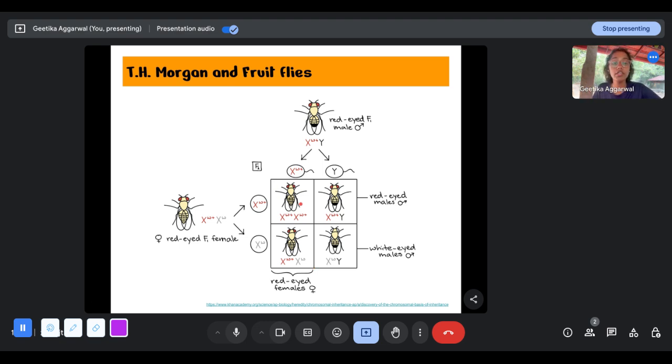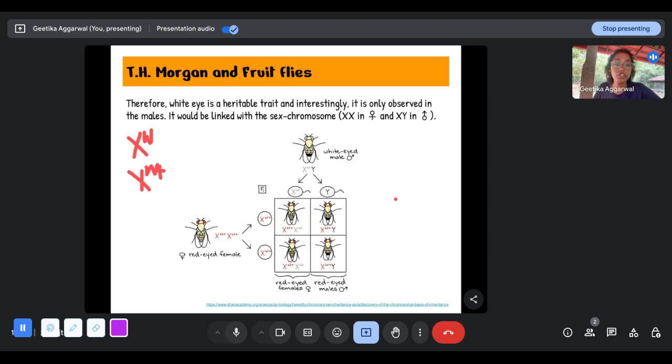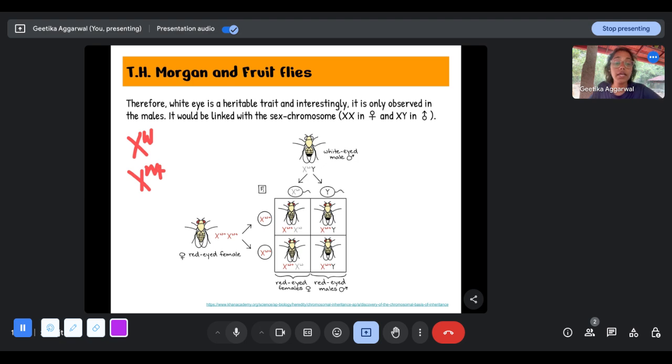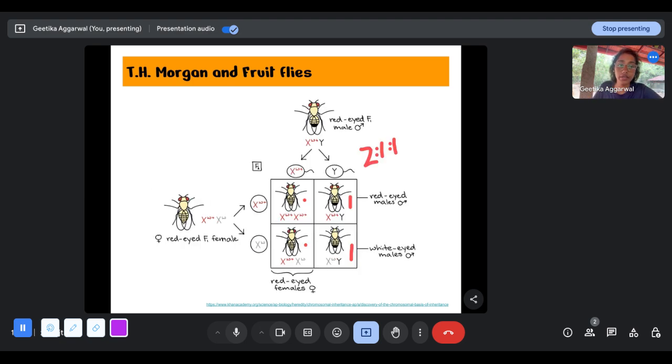So that is how you get the ratio of two females which are red-eyed, one male which is white-eyed, and one male which is red-eyed. So this is how you get that ratio of 2 is to 1 is to 1. So I hope this is clear. These Punnett squares very clearly explain what is actually going on in these experiments. So this is how Thomas Morgan found that eye color is actually an X-linked trait in Drosophila melanogaster. Now we have talked so much about traits and traits being passed on in generations.